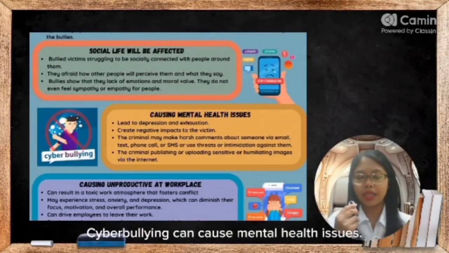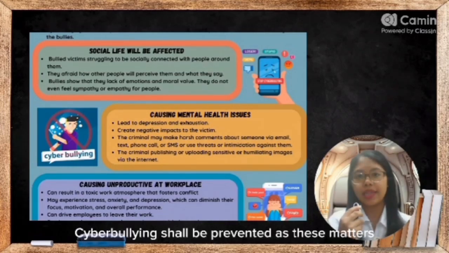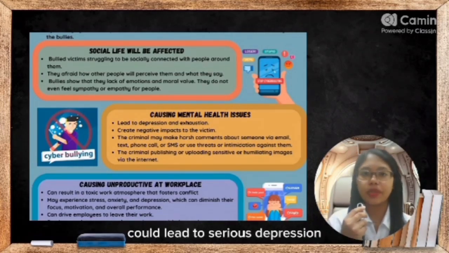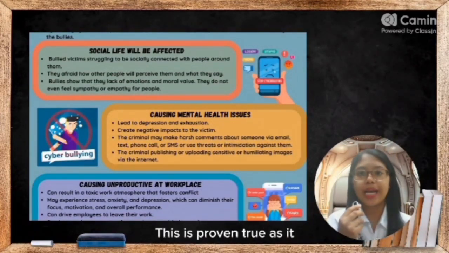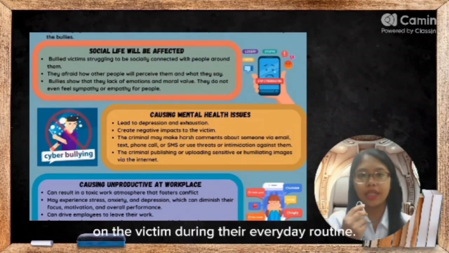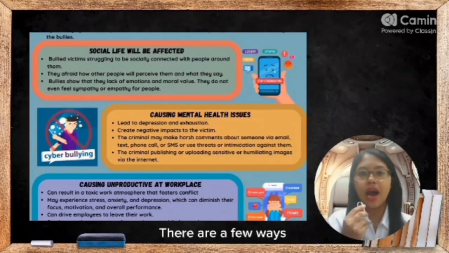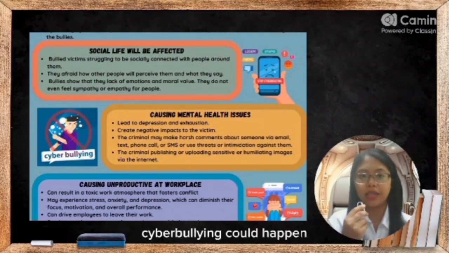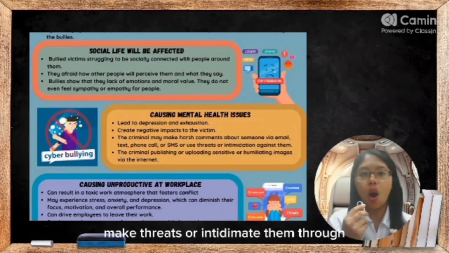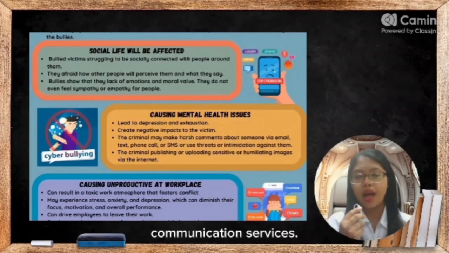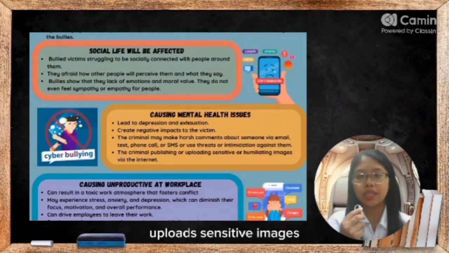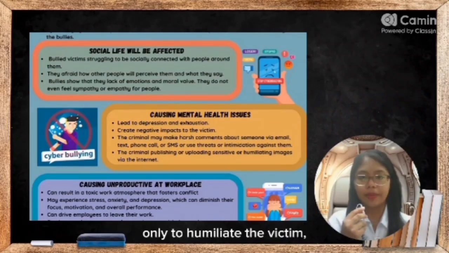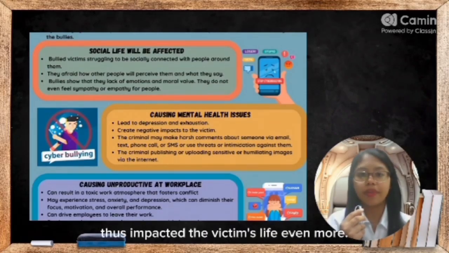Cyberbullying can cause mental health issues. Cyberbullying shall be prevented as these matters could lead to serious depression and mental exhaustion for those affected. This is proven true as it creates a negative impact on the victim during their everyday routine. There are a few ways cyberbullying could happen. One of them is to make harsh comments about the victim, make threats, or intimidate them through communication services. Last but not least, cyberbullying happens when the criminal publishes or uploads sensitive images only to humiliate the victim, thus impacting the victim's life even more.